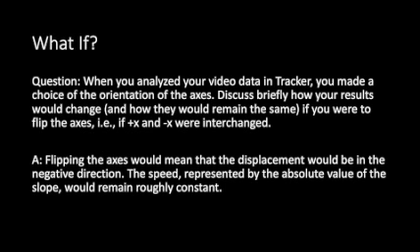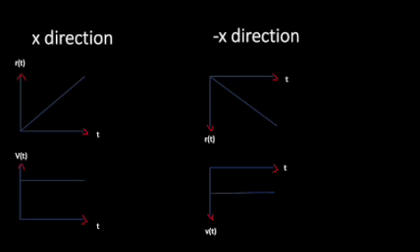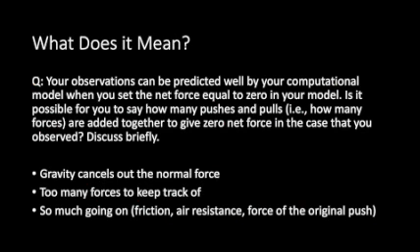So here's the what if question. If you were to flip the axis around, that would mean the displacement would be in the negative direction, as seen by these graphs here. The displacement, as you can see, is in the x direction. In the negative x direction, it would be the same slope, but on the negative side of the x-axis. And if you look at the velocities, the speed would be the same, and the magnitude of the velocity would be the same. But in the x direction it would be positive, and in the negative x direction it would be negative.